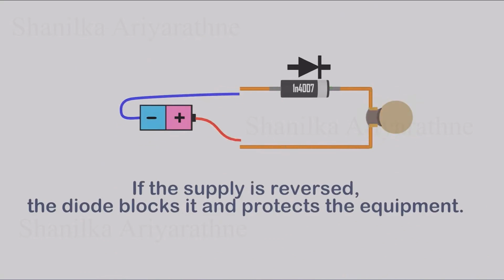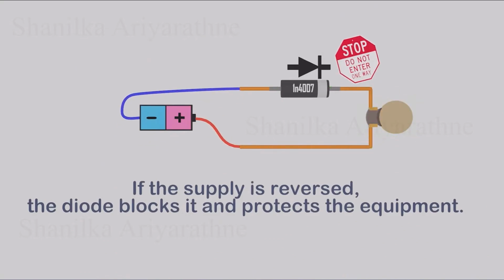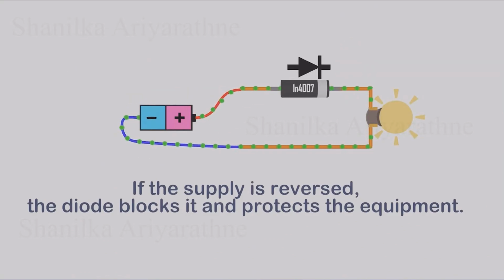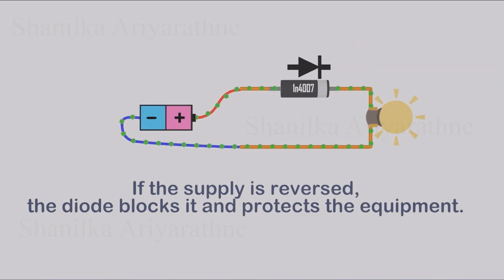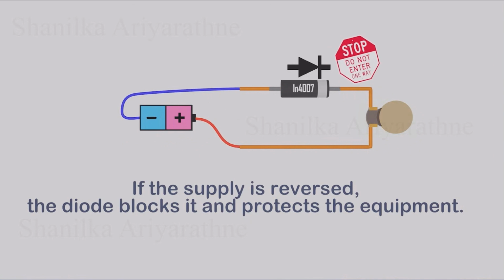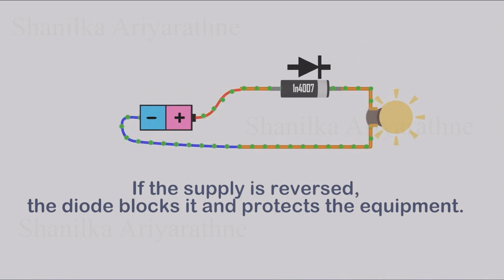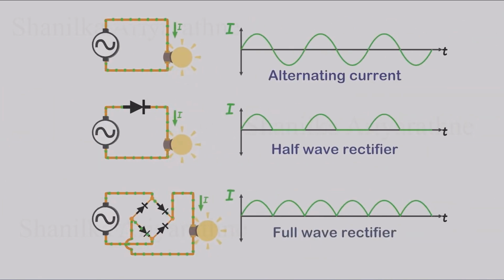One common use of a diode is polarity protection. If a power supply is connected the wrong way around, the diode blocks the reverse polarity and protects the circuit. Diodes are also used for rectification, converting AC into DC. A single diode gives half-wave rectification, while 4 diodes in a bridge provide full-wave rectification with a smoother DC output.